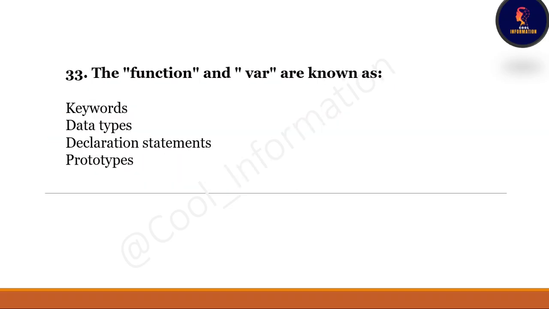Next question. The function and var are known as what? It is a keyword, data types, declaration statement or a prototype. So the correct option is option number C. Function and var is a declaration statement. Function and var are generally used to declare a function and a variable anywhere in the code. So it's a declaration statement.